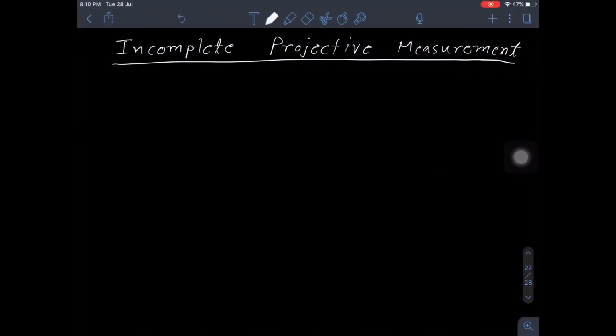Hello everyone, welcome back. So in the last video we were talking about complete projective measurement. Now we will talk about incomplete projective measurement, and you will see that the complete one is a special case of this incomplete projective measurement.